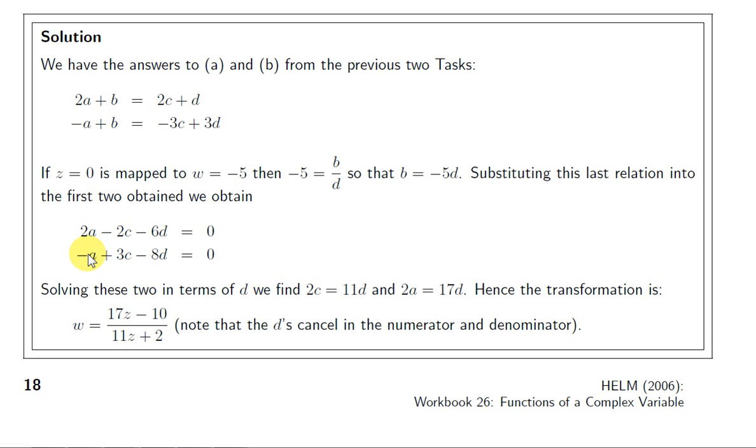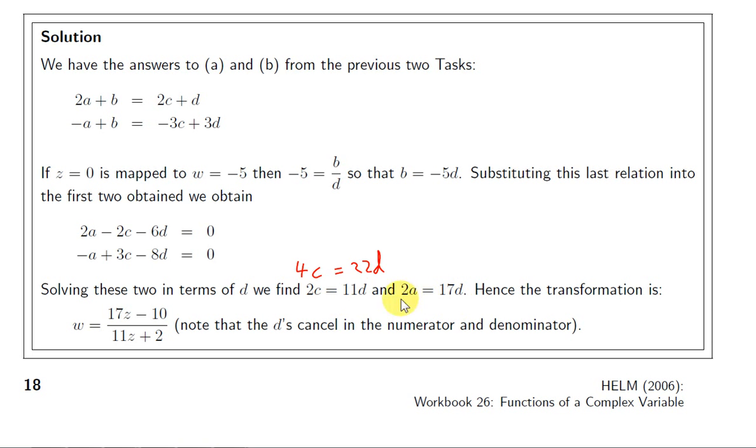Let's eliminate a between these, so we multiply all this equation by 2. So we get minus 2a plus 2a is 0. We get 6 minus 2 is 4c, and we've got minus 16 minus 6, minus 22. So 4c equals 22d. And from that we get 2c equals 11d. Now if we eliminate c between these two equations, we'll end up with the equation 2a equals 17d.